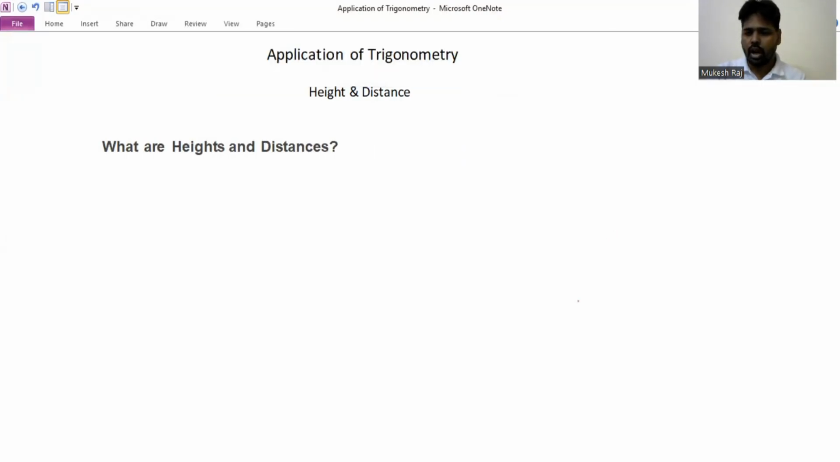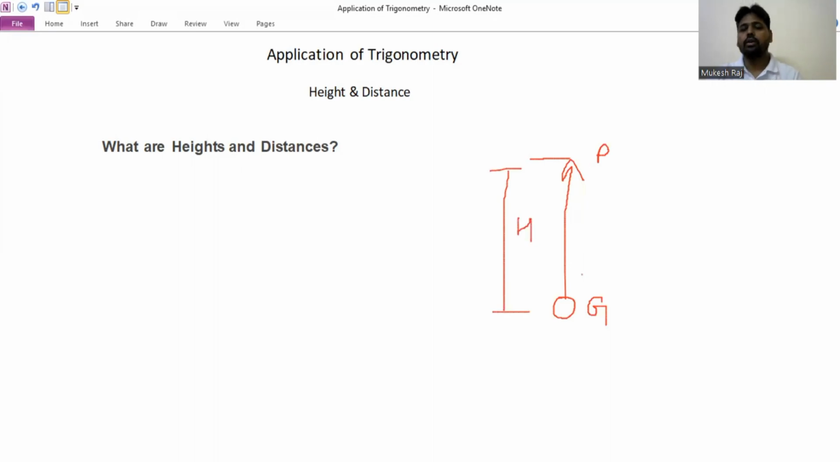Suppose there is an object, or we can say that we have a ball which is thrown vertically upwards, and this is the point which the ball reaches, and then it starts falling downwards. So the distance between this horizontal plane, that is the ground, and the maximum point, let's say this is P where it has reached, is going to be called the height of this particular motion of the object.